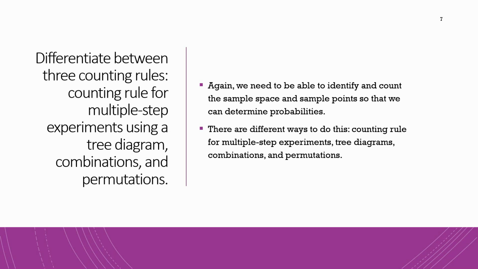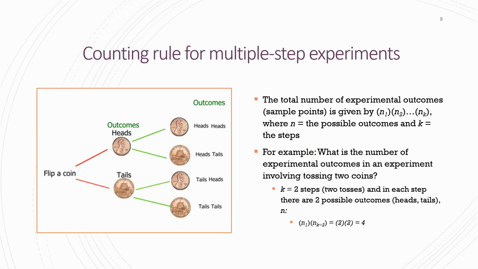Because once we can identify those, we can then assign probabilities to determine the probability of this event. There are different ways of doing this. In this video, we're going to talk about the counting rule for multiple step experiments and trees. So let's look at an example.